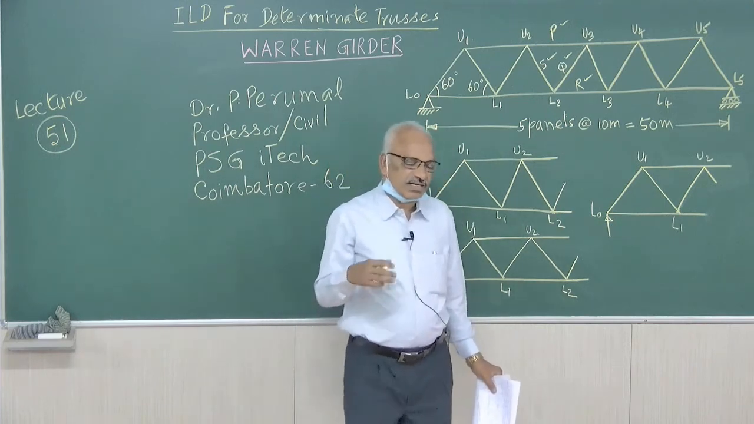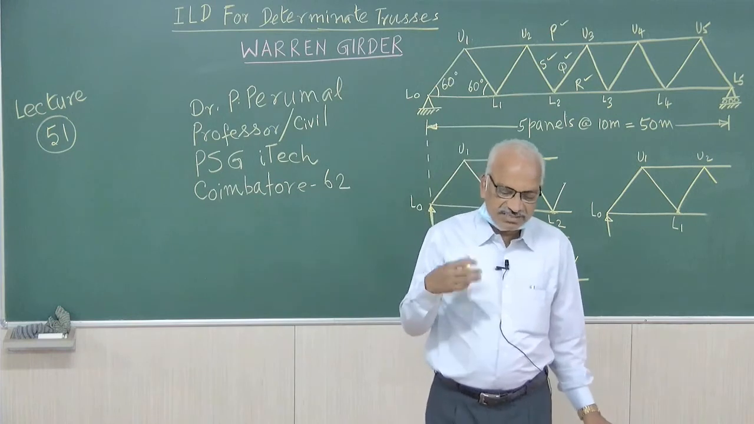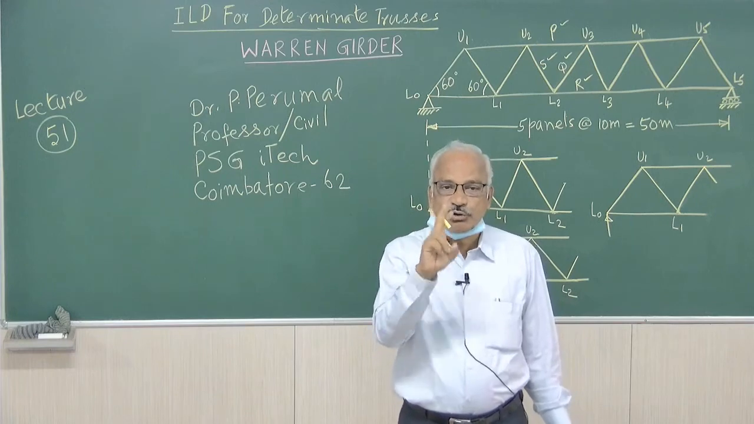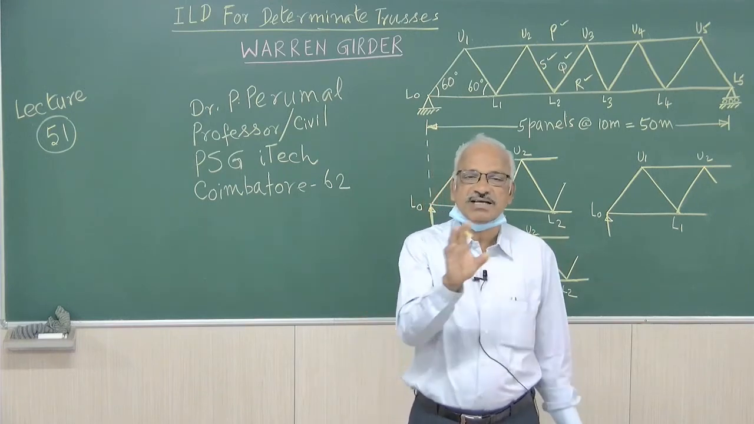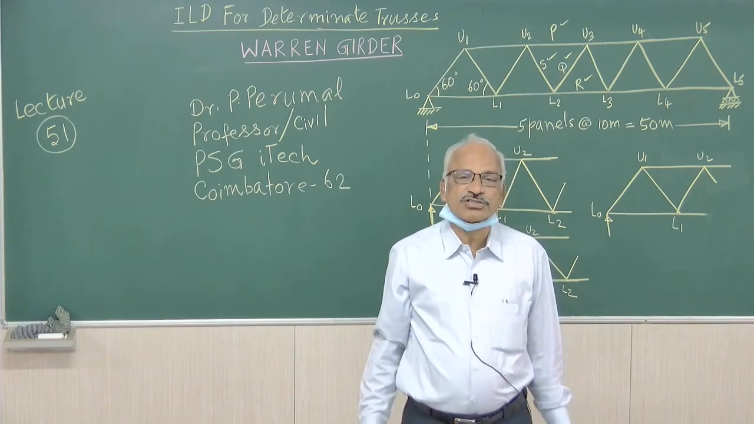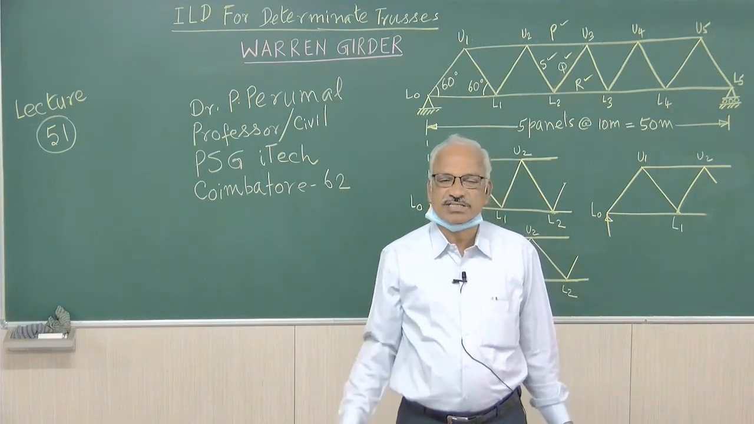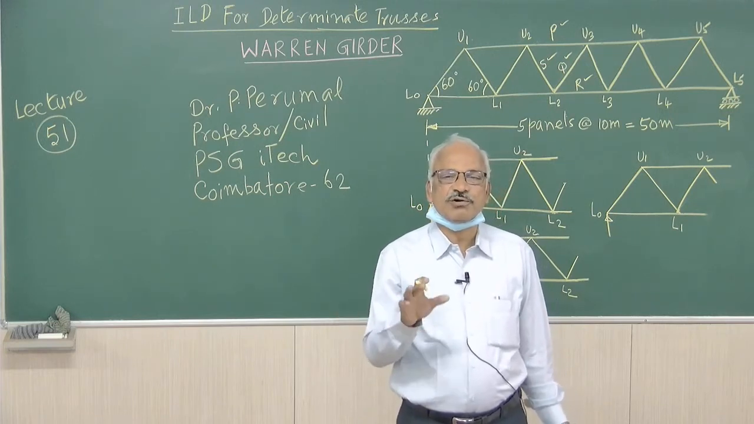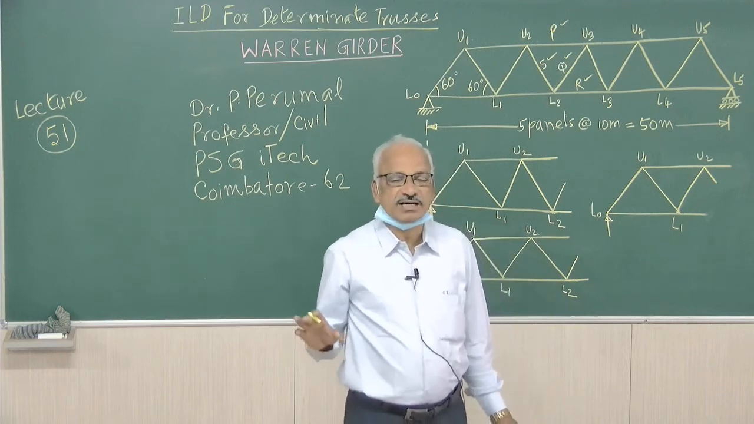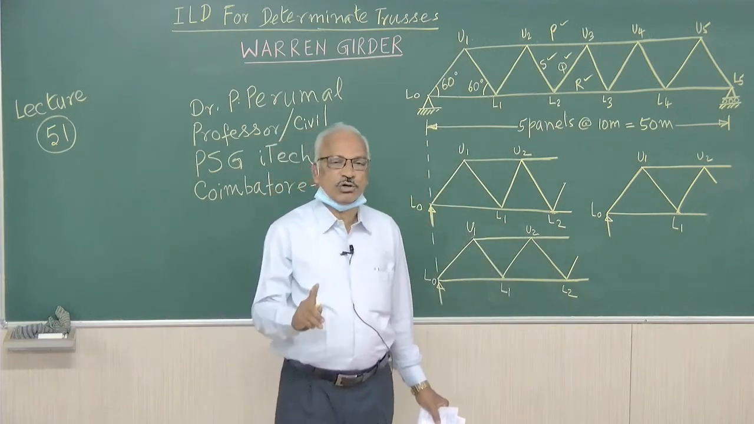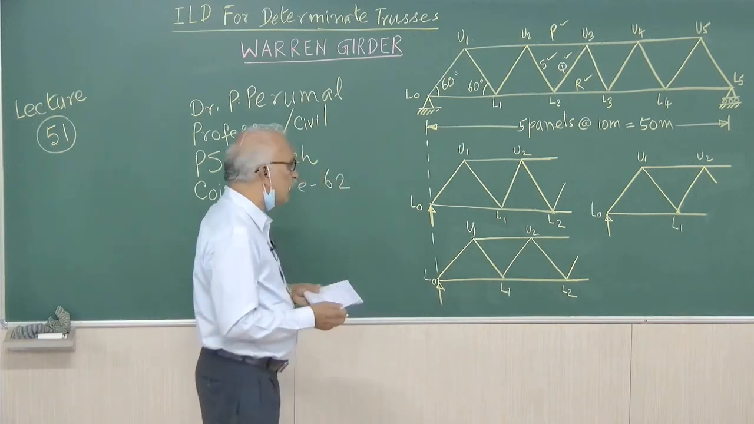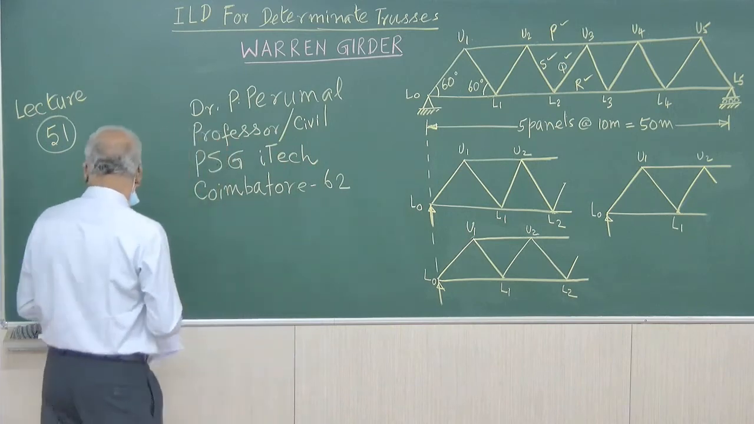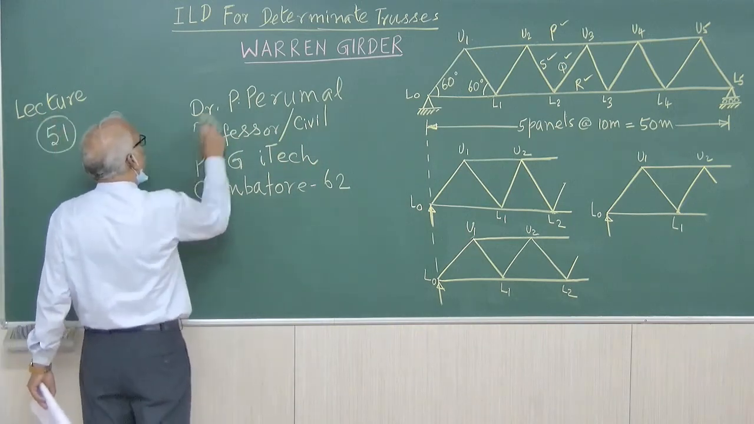And we know that we always draw the influence line for a moving unit load. When a unit load moves from one end to the other end of the truss, what is the variation of the force in the member? That is influence line. When 100 kN or 200 kN moves, what is the force in the member? ILD is always due to a moving unit load. So with this introduction, let us do the problem. We will start from ILD for the force in member P.